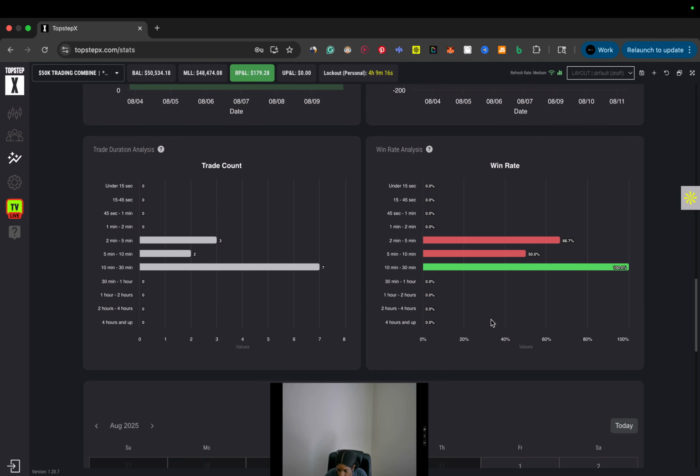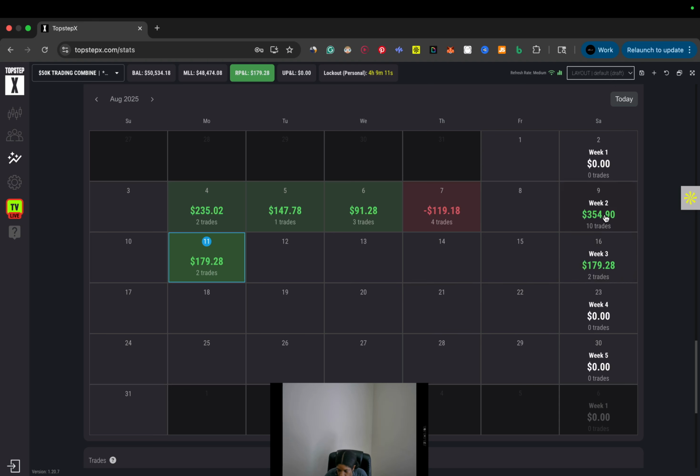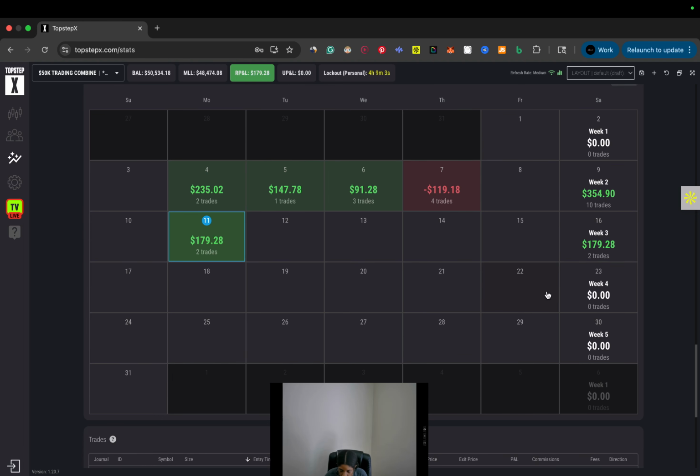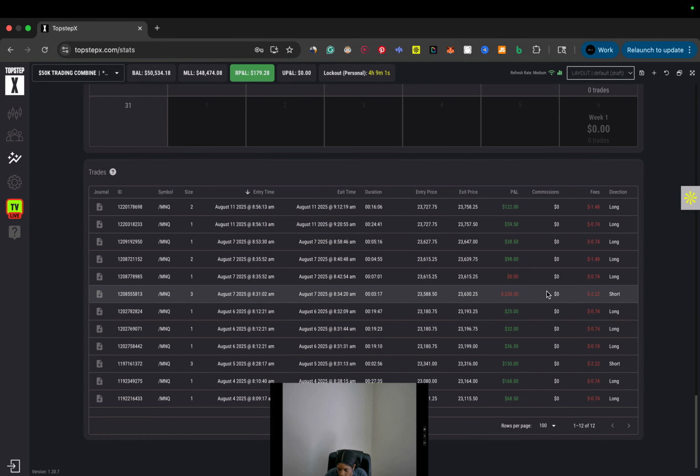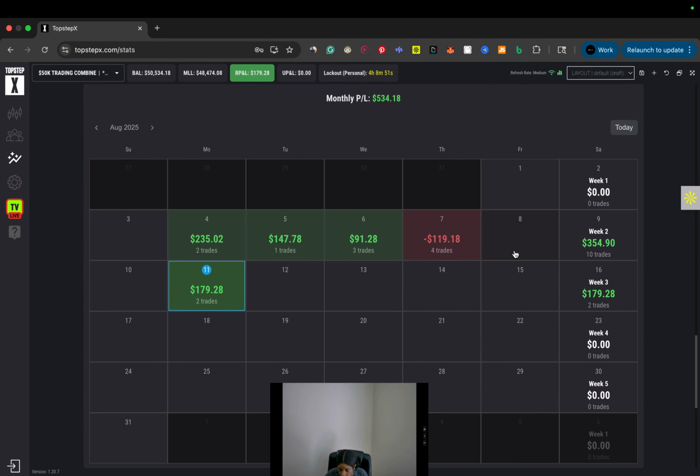So that's what we're looking like. Last week's total was $354.90, and this week so far it's $179.28. And these are all of the trades that I've taken in totality, if you are interested in nitpicking that. So yeah, this was it.